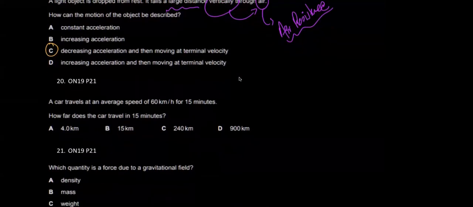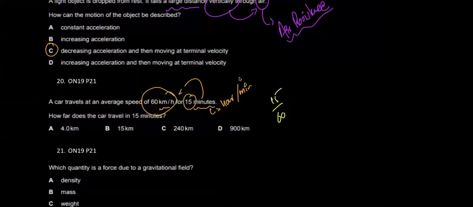20. A car travels at an average speed of 60 kilometers per hour for 15 minutes. How far does the car travel in 15 minutes? Remember, whenever you have a question like this, you need to make sure that the speed and the time have the same unit. It means that both of these should be in hour or minute. That means I need to convert 15 over 60, which is 0.25 hours, and then I can just use speed is equal to distance over time.